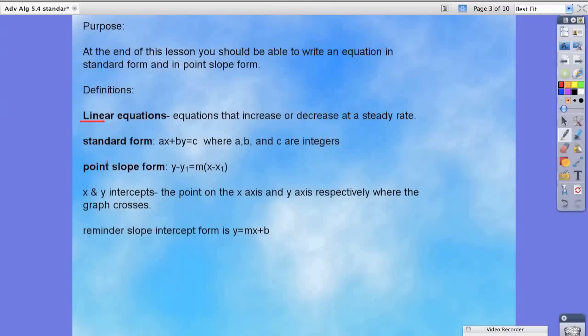Point slope form is read as y minus y sub 1 equals m times the quantity x minus x sub 1. Now, the x sub 1 and the y sub 1 merely denote that these are the points or the variables that we're going to substitute values into. Now, x and y intercepts are the points on the x-axis and the y-axis respectively where the graph crosses. And then of course the reminder, the slope-intercept form is y equals mx plus b.